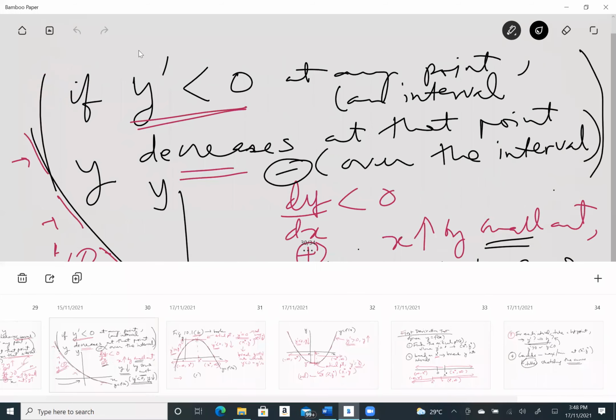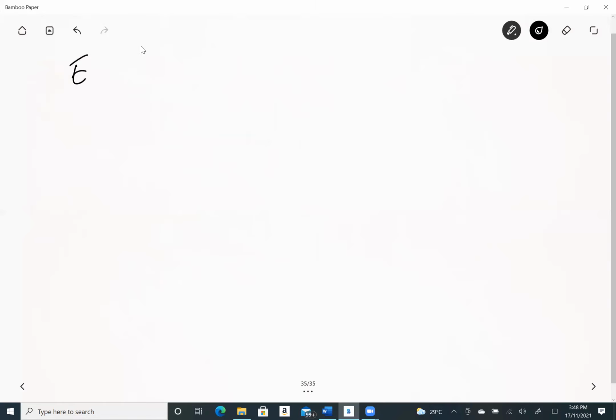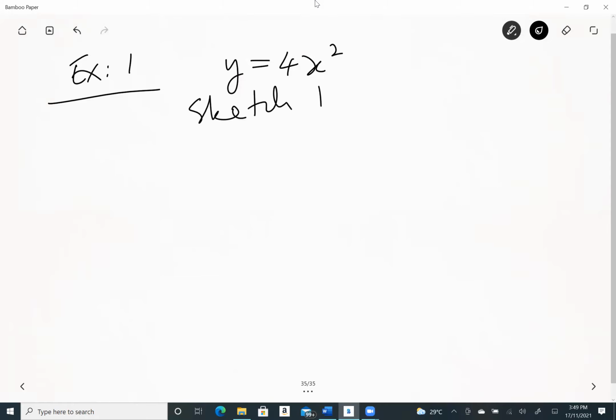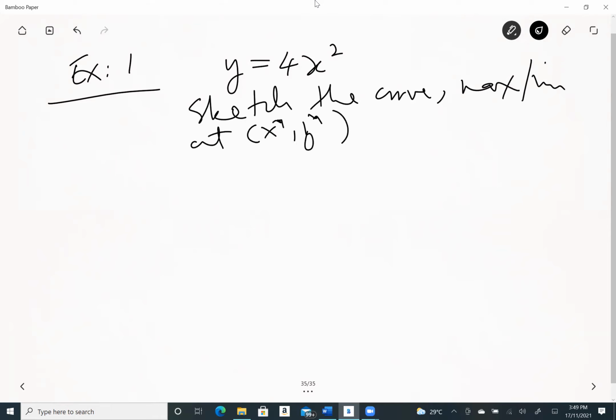So let's consider an example. Suppose example 1 here. Suppose I have a function here, y equal to 4x squared. Now you want to sketch the graph, how the curve looks like, and then I want to determine whether the function has a maximum or minimum at the critical point. So that's basically what you do.